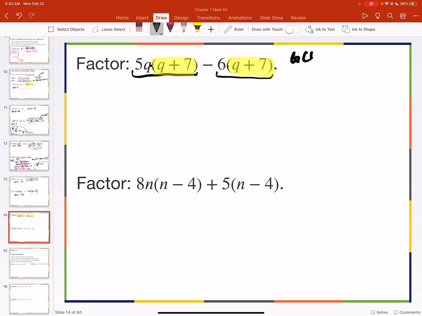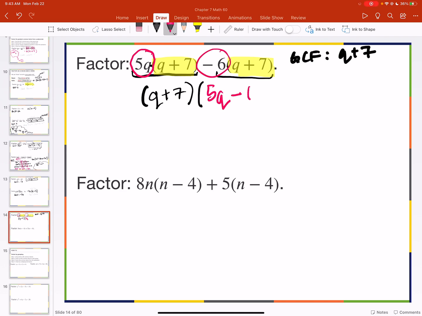So in this case, our GCF is actually a binomial. So let's take out that binomial. So q plus 7, fine. We'll just factor it out. What's left? After I take out that q plus 7, I'm left with 5q and then a -6. So that's it for that one. How about this next one? So these are really easy. n minus 4 is the GCF.